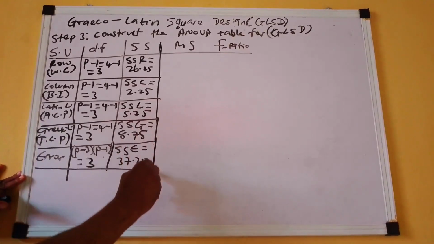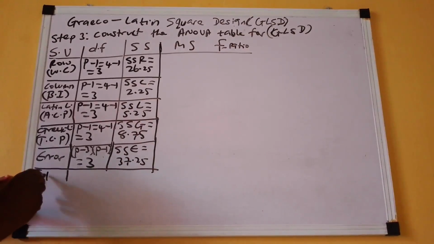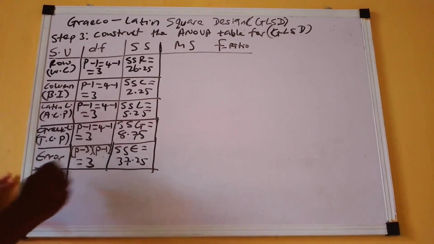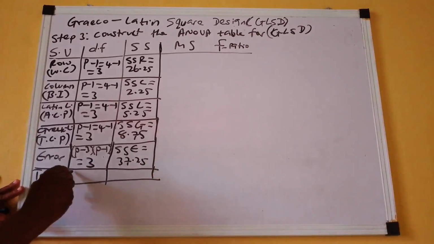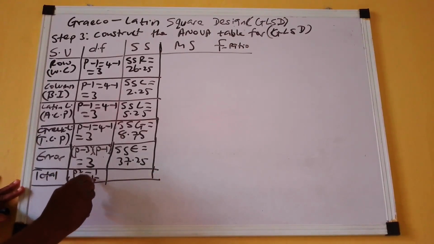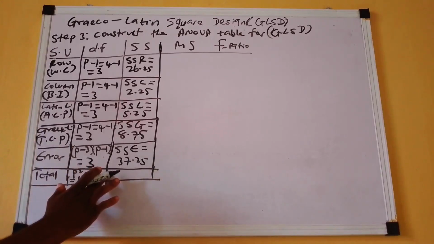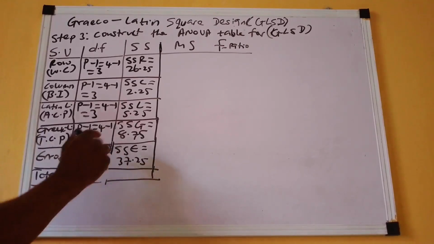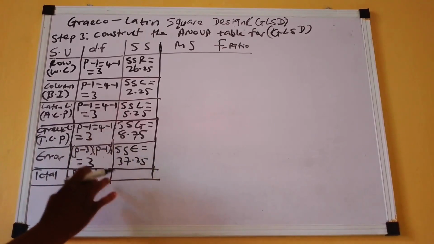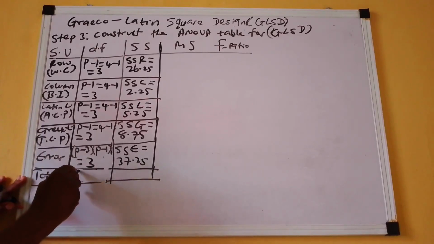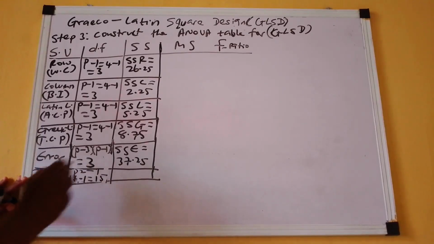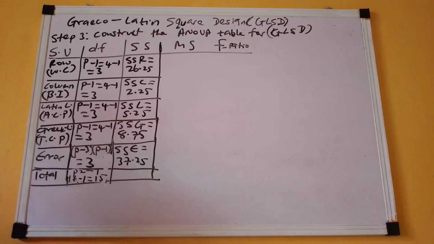Then you roll it down, then we have our total degrees of freedom. Our total degree of freedom is P squared minus 1, and that is 16 minus 1, which is equal to 15. So 16 minus 1 is 15.